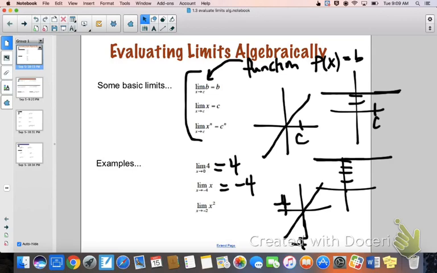And then the limit of x squared as x approaches negative 2. So if you look at x squared, as x approaches negative 2, that is going to be approaching 4. Negative 2 squared is 4. Okay?